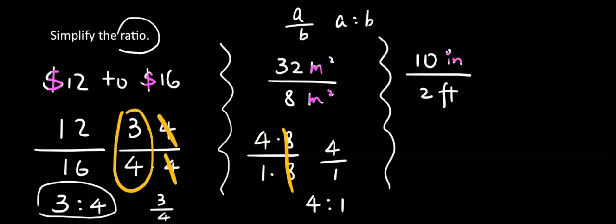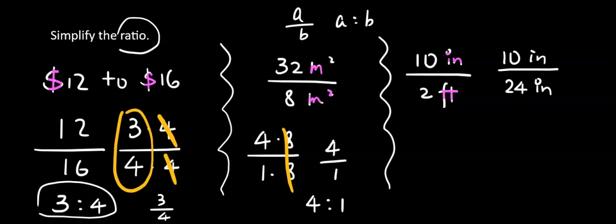First thing, check the units. Oh, the first one is inches, 10 inches. Next one is feet. Okay, we're going to change the feet to inches. So we have 10 inches. Every 1 foot is 12 inches. We have 2 feet, so we have 24 inches.